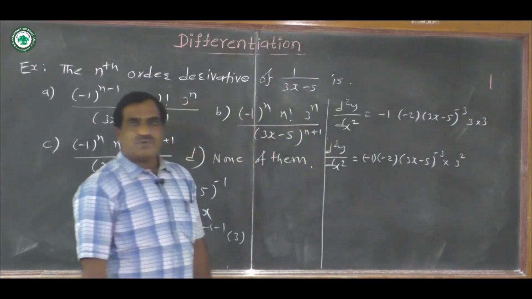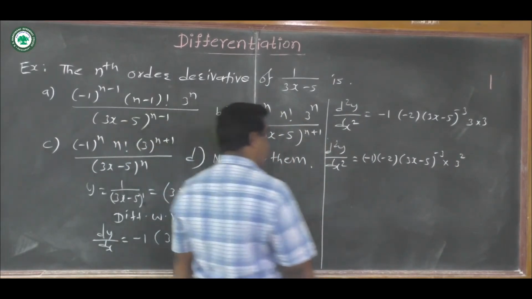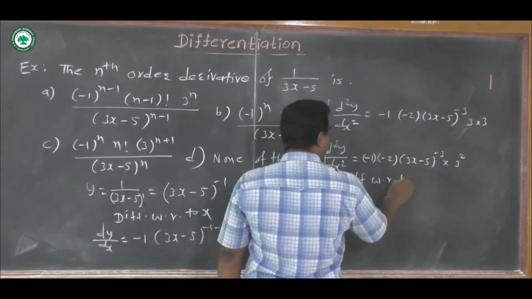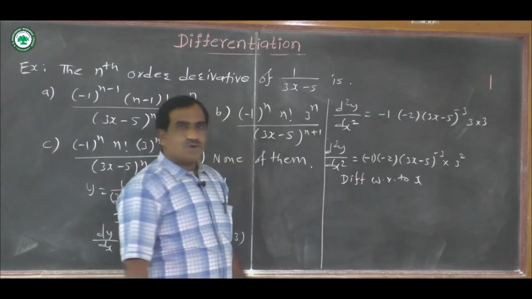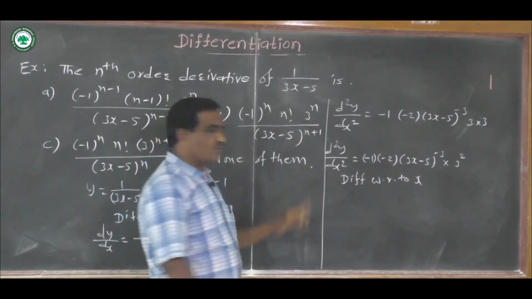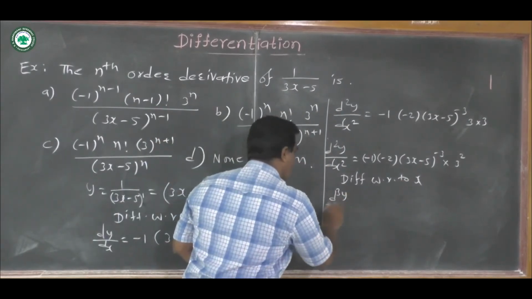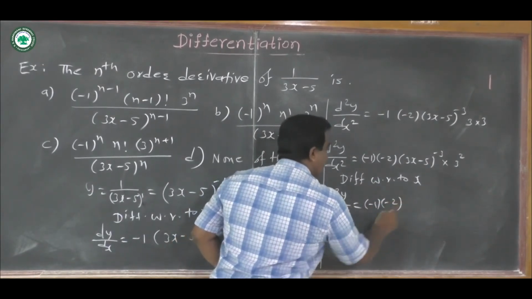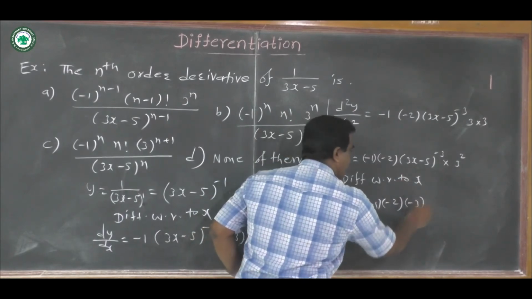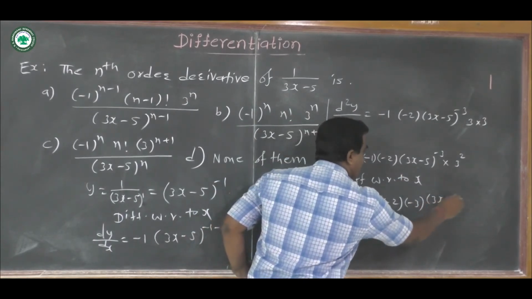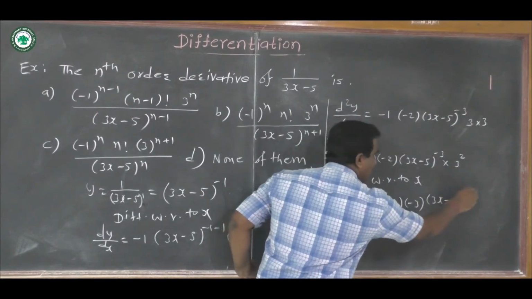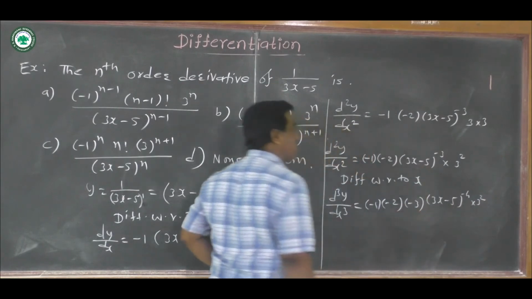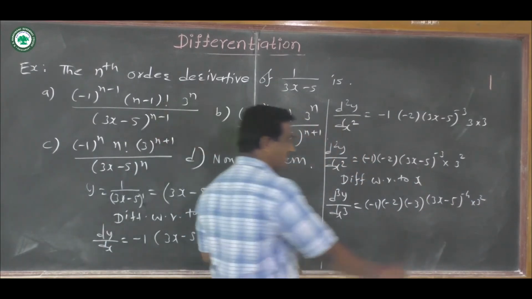Now we have to find the third derivative, then we can conclude. Differentiate this with respect to x. The derivative of d square y by dx square is d cube y by dx cube. It equals minus 1 into minus 2 into minus 3 into (3x minus 5) raised to minus 4 into 3 raised to 2 into 3, the derivative of 3x minus 5.